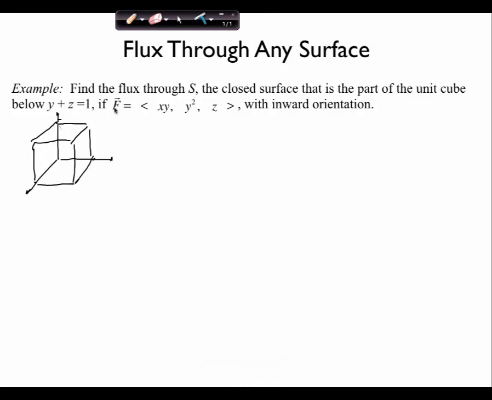Right, because y plus z equals 1 is this line, right? And so the plane then just extends in the x direction. It's going to be below that. The part of the unit cube below that plane is going to be like the bottom wedge, right? So all this is gone.